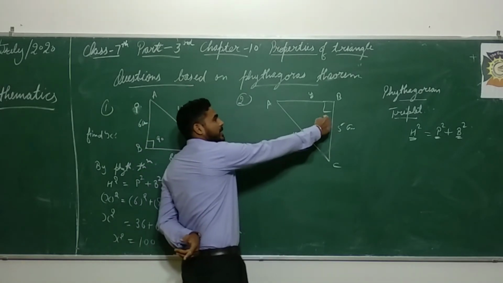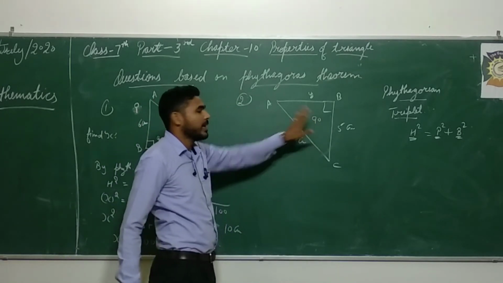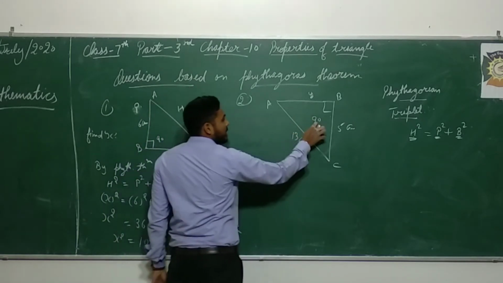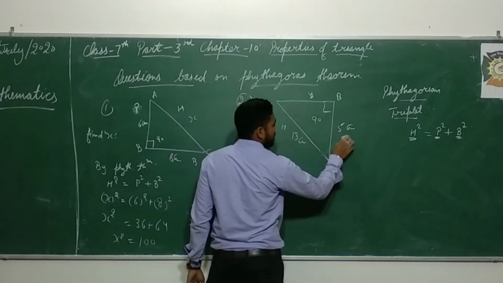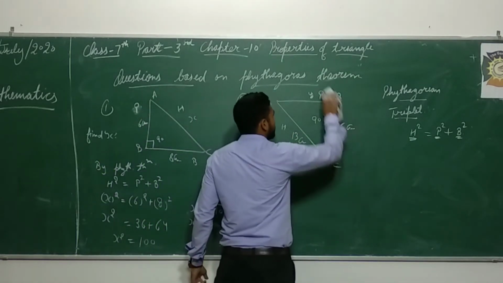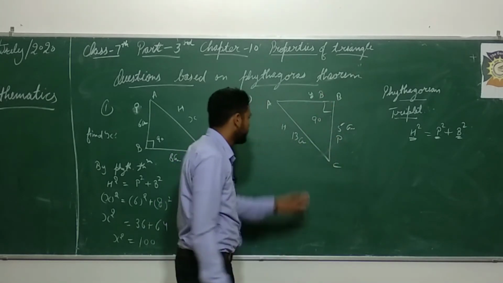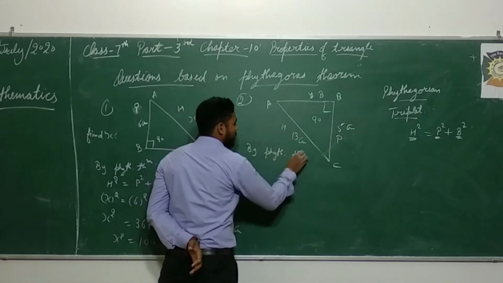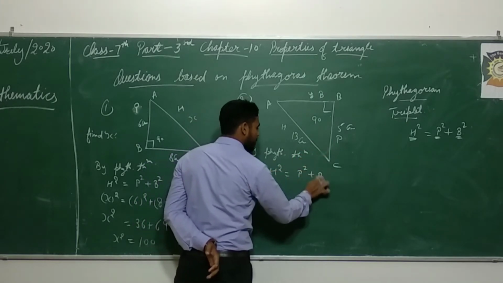Now we discuss the second question. Here we see that one angle is 90 degrees. It means here also it is a right triangle and we can apply Pythagoras theorem. Now the side opposite to 90 degrees is the hypotenuse, this is the base and this is the perpendicular. Now by applying Pythagoras theorem, h square is equal to p square plus b square.